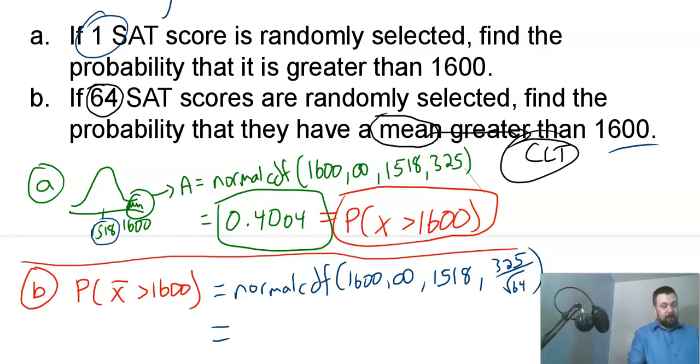So we have 1600, 9999999 for infinity, 1518 for the mean again. But this time, again, you don't have to calculate it unless you want to, you can just type in 325 divided by the square root of 64. Close the parentheses on the square root, and then close the parentheses on the normal CDF. And I'm getting, oh, wow.